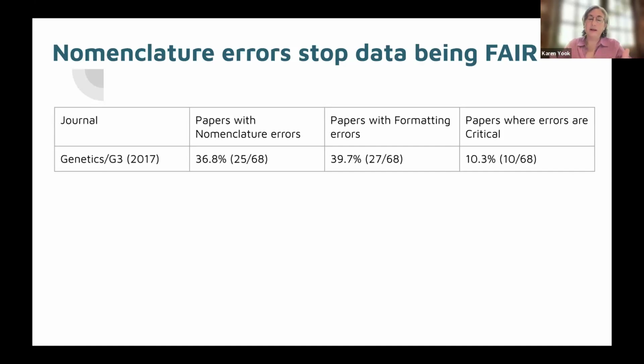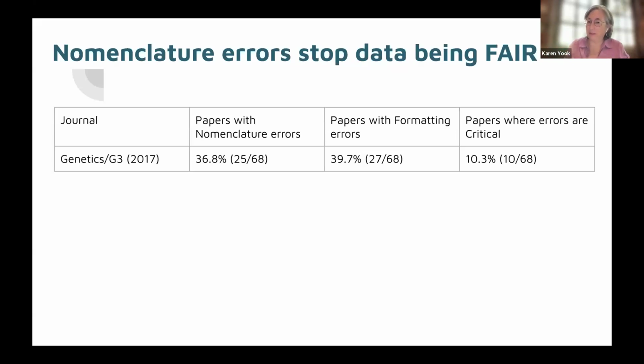papers. As a curator, 68 worm papers. As a curator, I found that 36.8%, 25 out of 68 of the papers have nomenclature errors. That means that the authors are reporting data and entities that do not conform to the worm community nomenclature rules. There might be typos, and they range in severity of how they would actually affect downstream reusage of their work. And we can, just formatting errors alone.